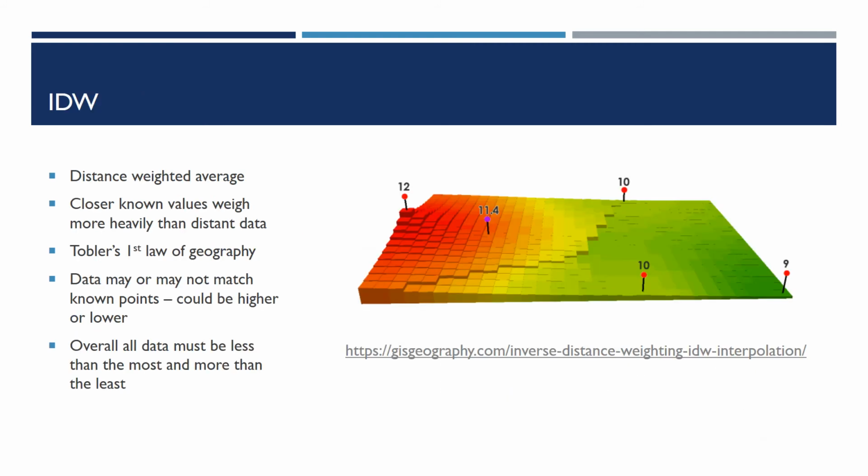So there's IDW, which relies on things like Tobler's first law of geography. The assumption is that points near places that you measure should have values near to the values that you measured at the place you measured. In other words, things are related to other things, but the things that are close together are more related than things that are further apart.